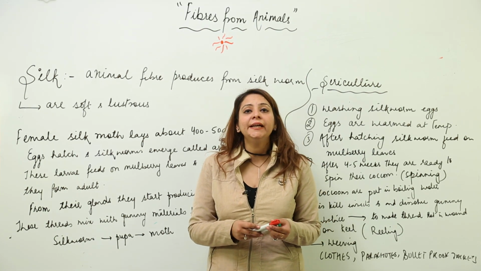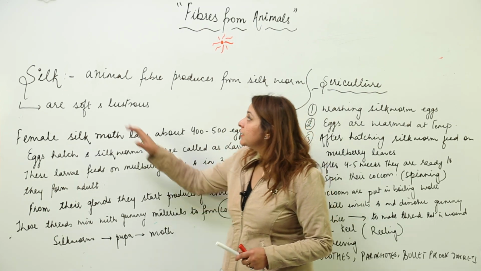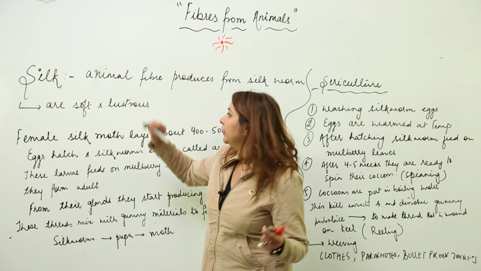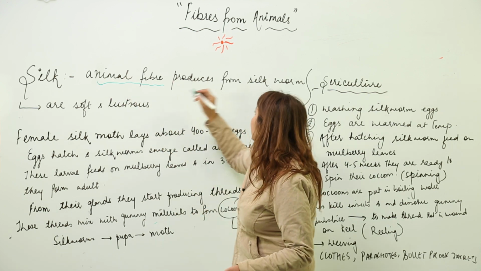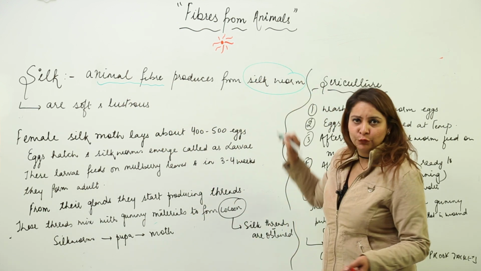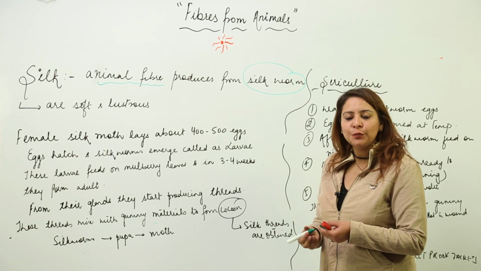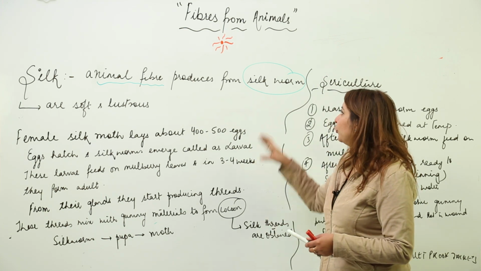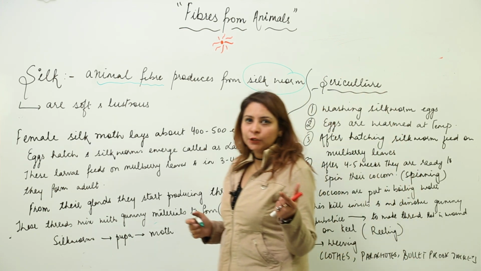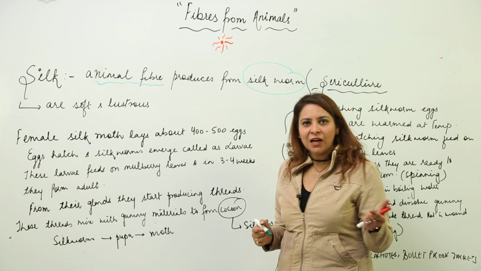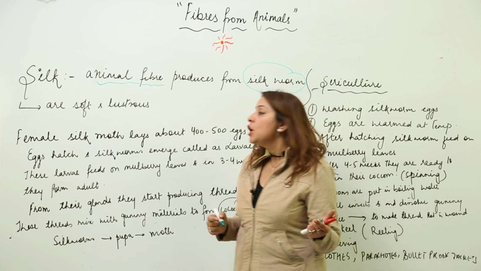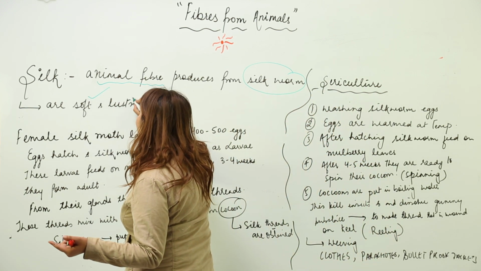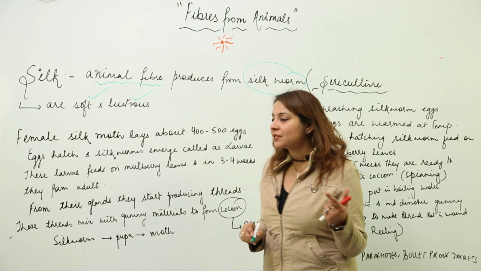Now we are going to study about silk. Silk is obtained from the silkworm, so it is an animal fiber. That is why this animal is concerned with the production of silk. Now, how does silk look? You are all familiar with silk sarees and silk cloth. It is soft and lustrous, with a shiny appearance.